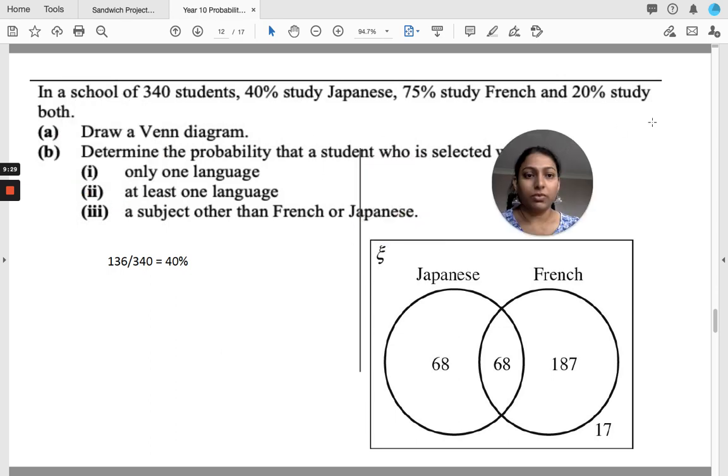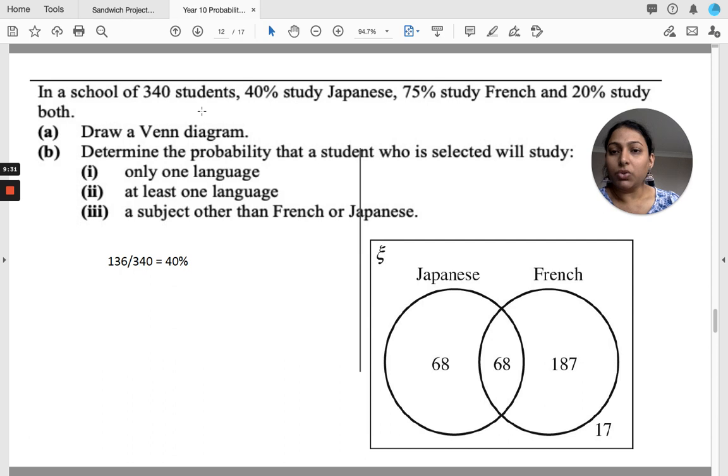All right, I'll move this again here. Now, in a school of 340 students, 40% study Japanese, 75% study French, and 20% study both. So the both is right here. But draw a Venn diagram. So you have Japanese, so the entire sample space is studying these 2 things. This rectangle represents the entire 340 students.